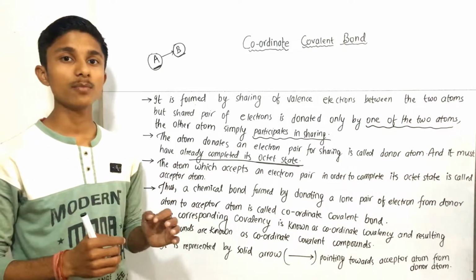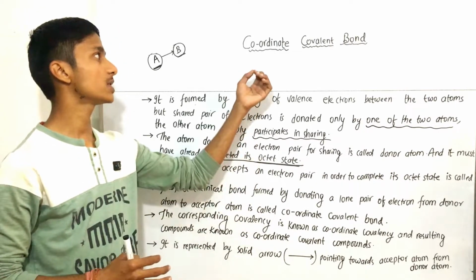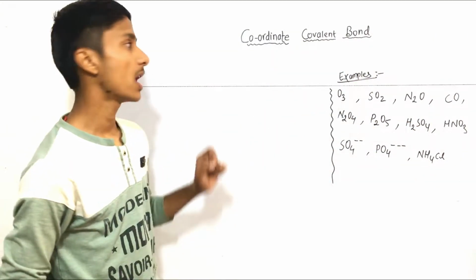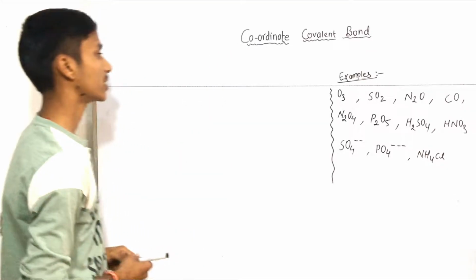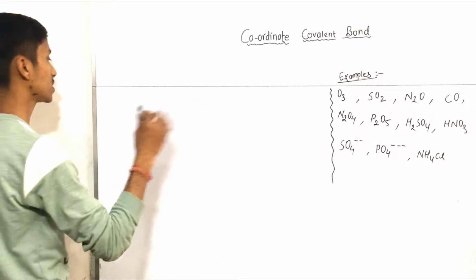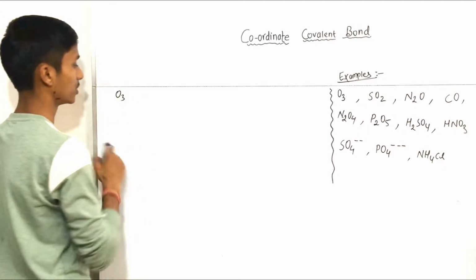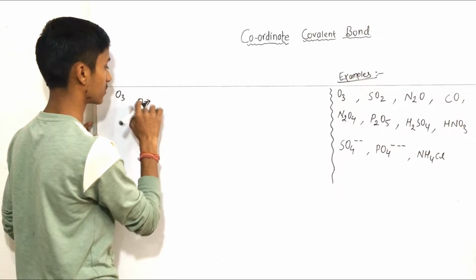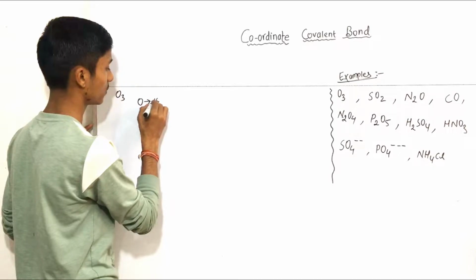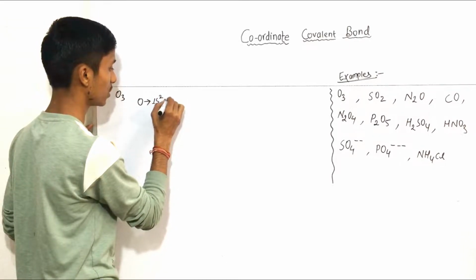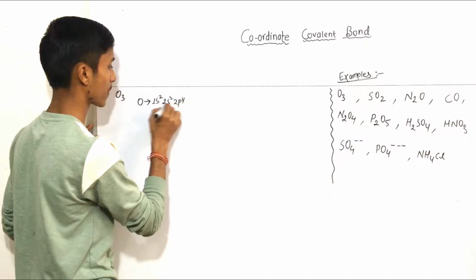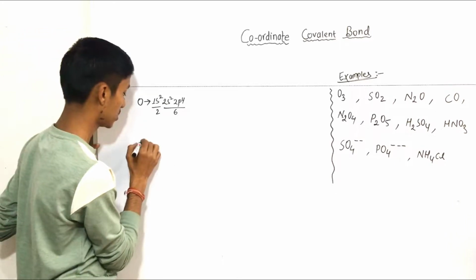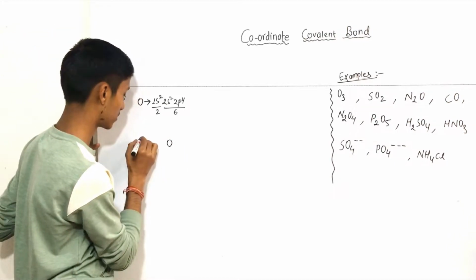Now we take some examples to understand the formation of coordinate covalent bond clearly. We take these compounds and see the formation of coordinate covalent bonds in them. First is the O3 molecule. Here, first we have to write the electronic configuration of the oxygen atom, which is 1s2, 2s2, 2p4, that is, 6 and 2. Since there are 3 oxygen atoms, we write 3 oxygen atoms.